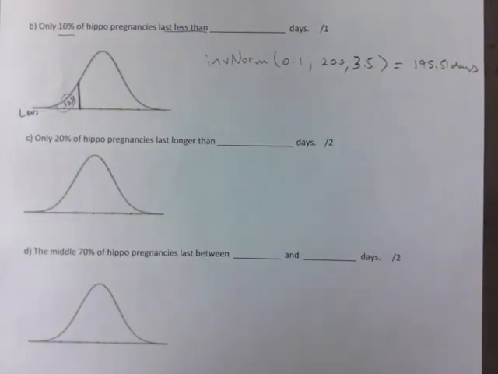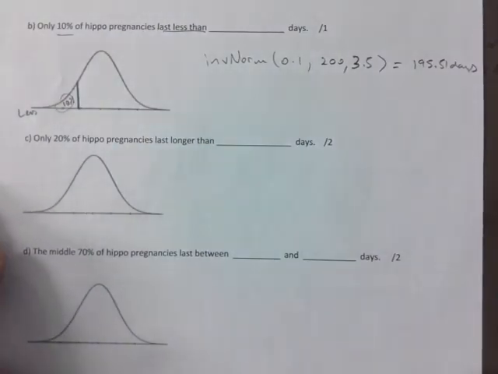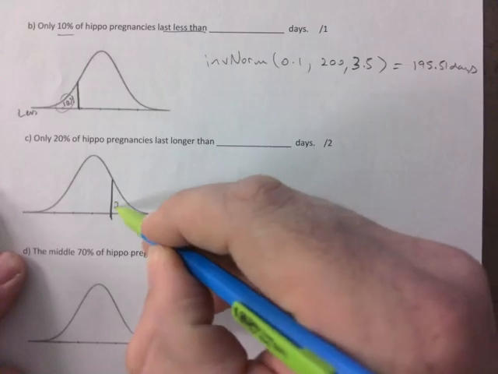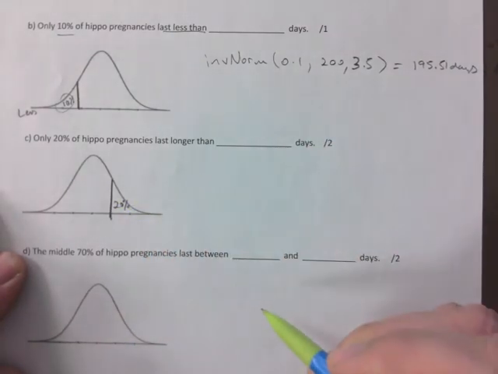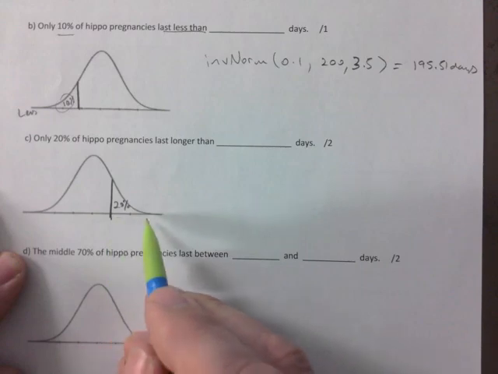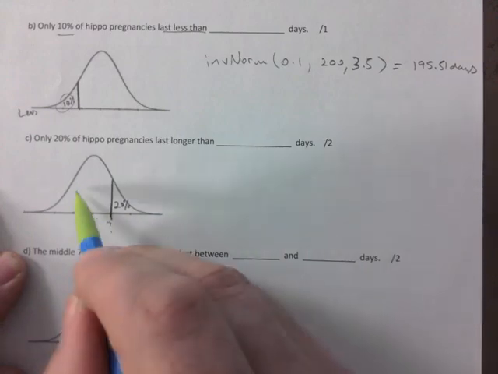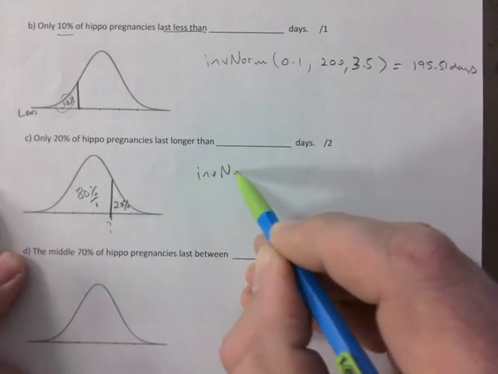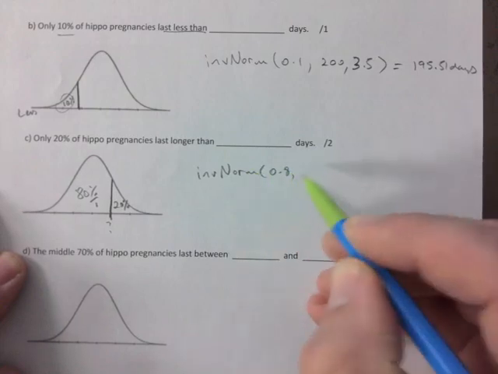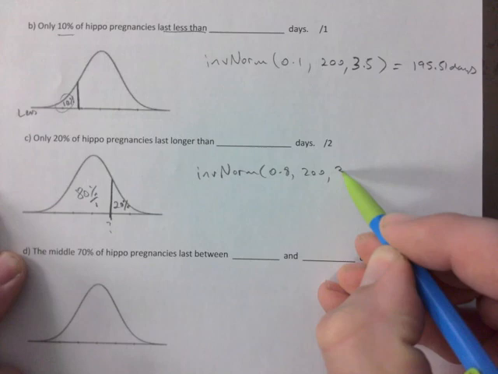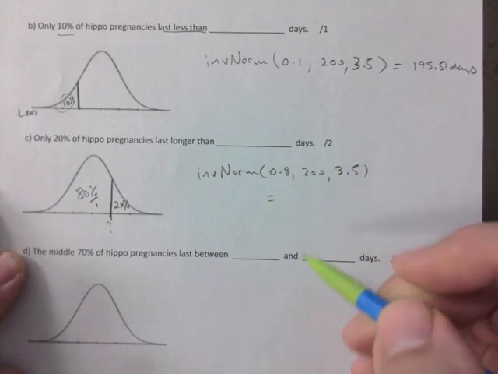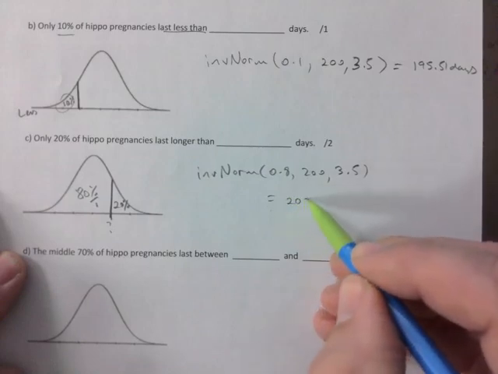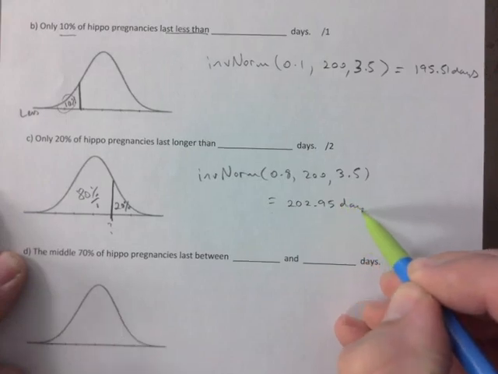Only 20% of pregnancies last longer than this many days. So you're thinking somewhere over here, and the 20% is given, which is to the right of the value you're trying to find, which means this is 80%. You get 1 mark for the 80, and then another mark for actually doing inverse norm. This will give you 202.95 days.